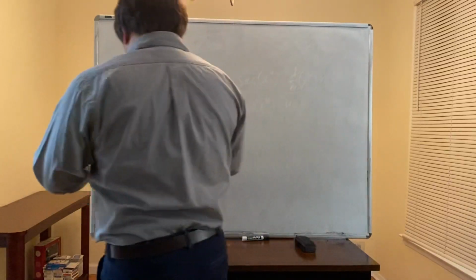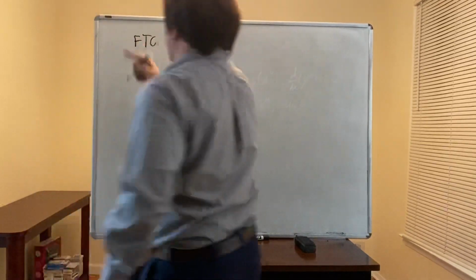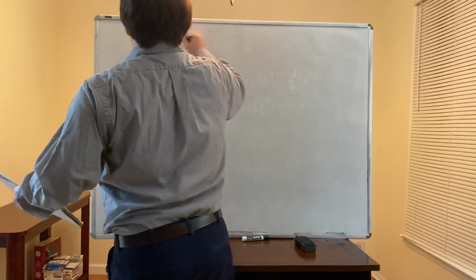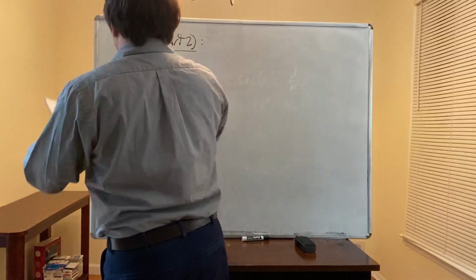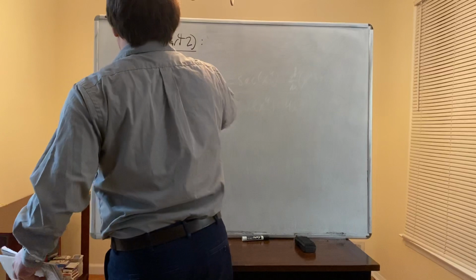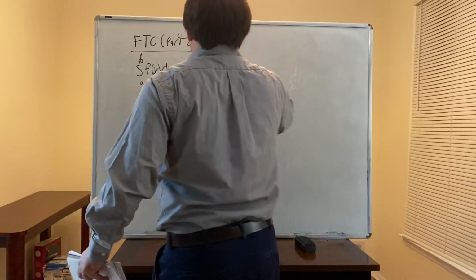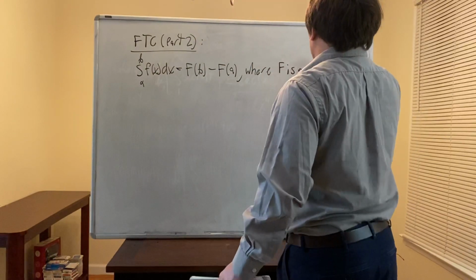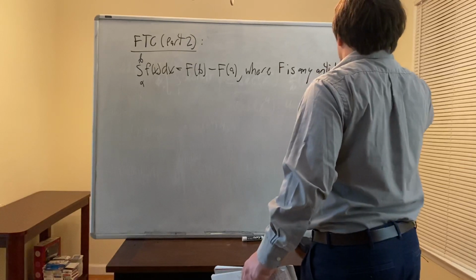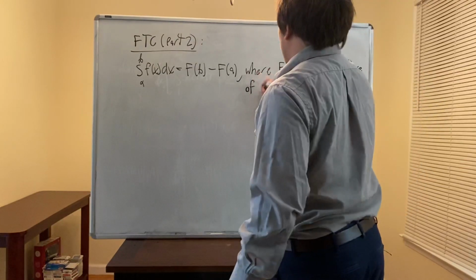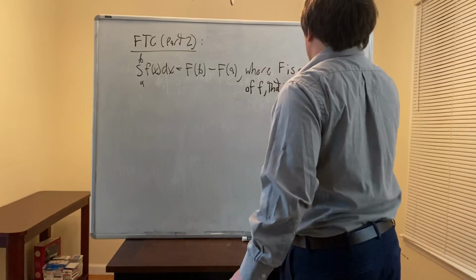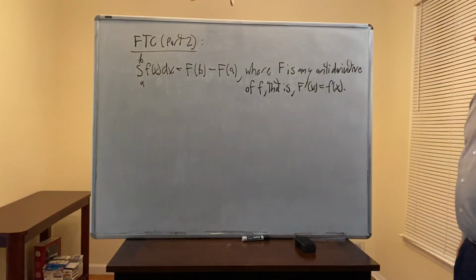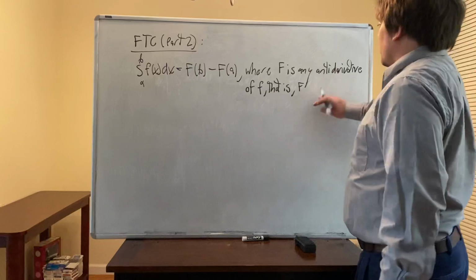Okay, so this is the fundamental theorem of calculus part 2. I'm going to abbreviate fundamental theorem of calculus here with FTC, like I mentioned before. The second part says the definite integral from a to b of f of x dx is equal to capital F of b minus capital F of a, where capital F is any antiderivative of little f. That is, capital F prime of x is equal to little f of x, or just capital F prime is equal to little f.